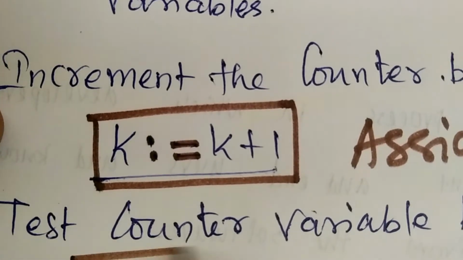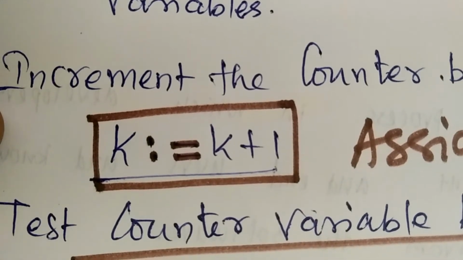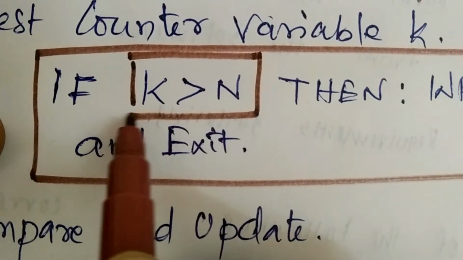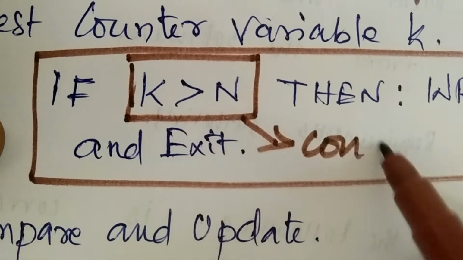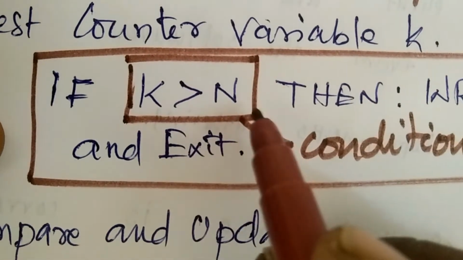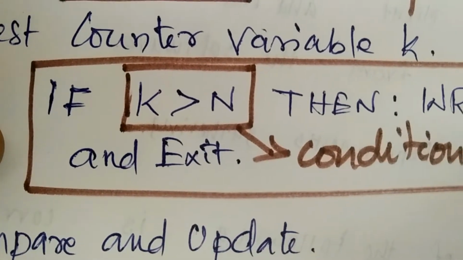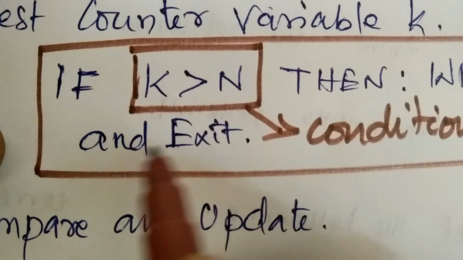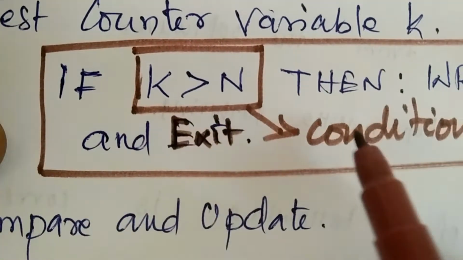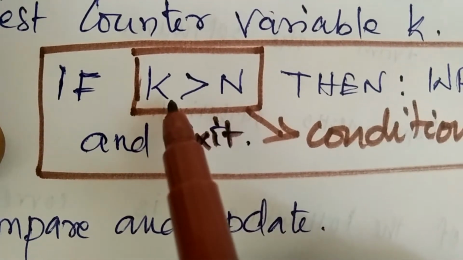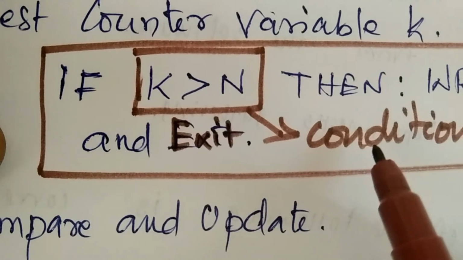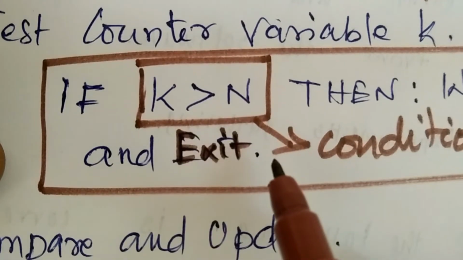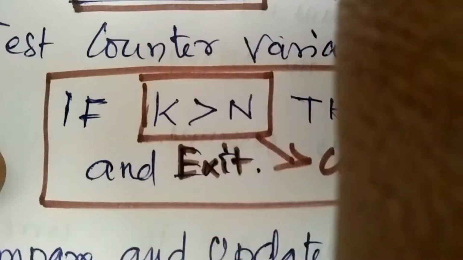This is the control section. If k is greater than n is a condition. If the condition is true, you have to write the location LOC, maximum of the array, and exit. You have to exit from the loop. If the count is greater than n, you have to exit from that particular loop statement. There we initialize the value k is equal to 1.